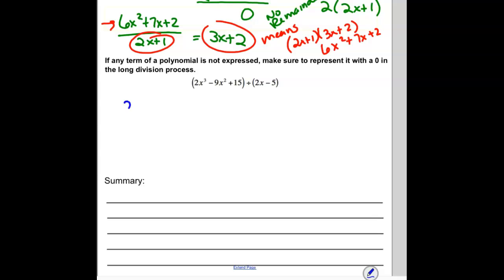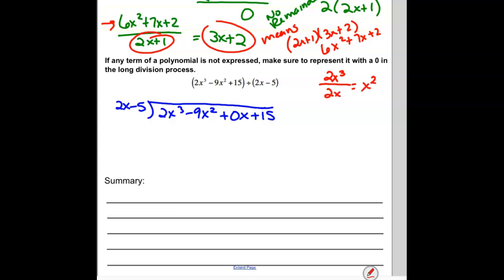So our divisor is 2x minus 5. We are dividing it into 2x cubed minus 9x squared. And now notice there's no x term, so I'm just going to put plus 0x plus the 15. I need to hold that space. Otherwise, my columns aren't going to line up correctly. All right, going through our process again. First term, 2x cubed is being divided by a 2x. That leaves me just an x squared.